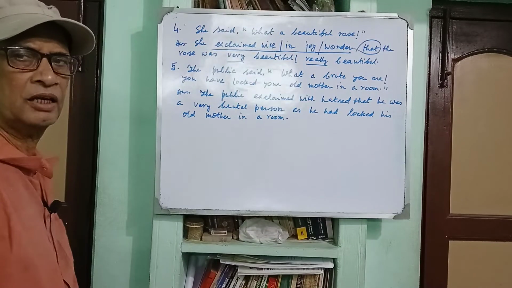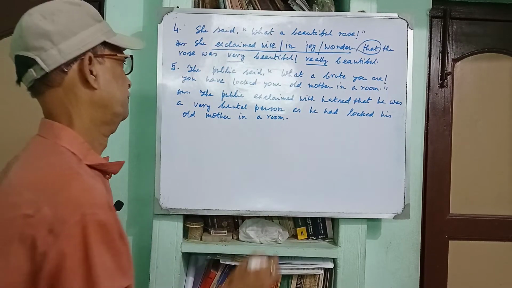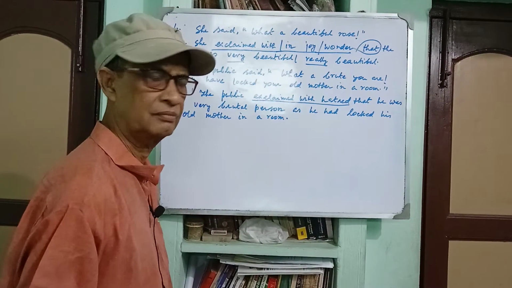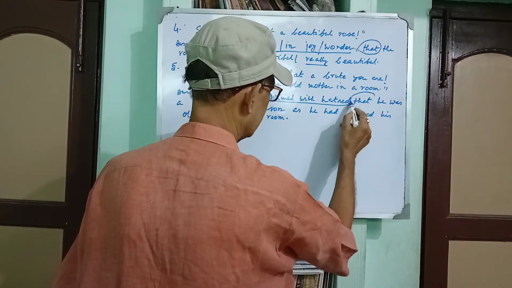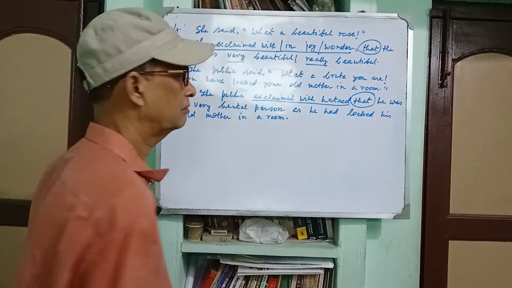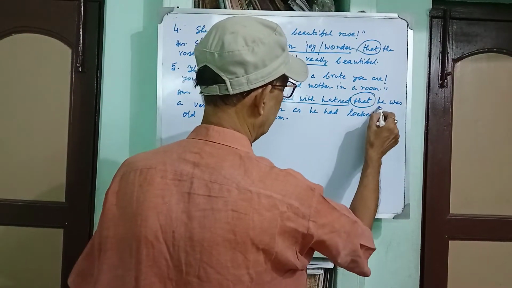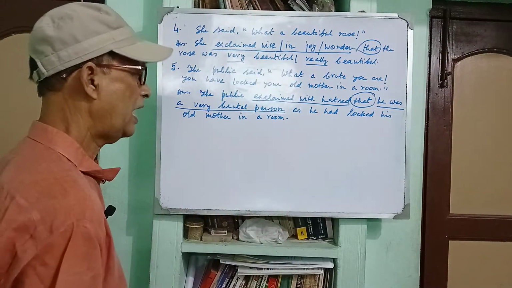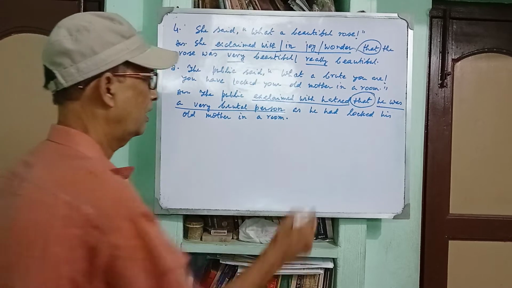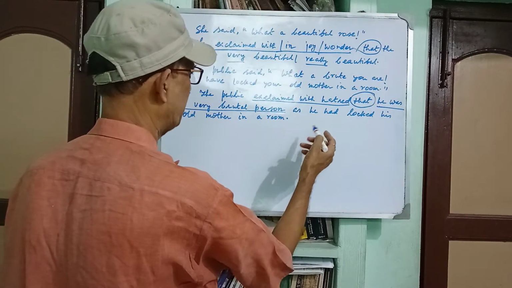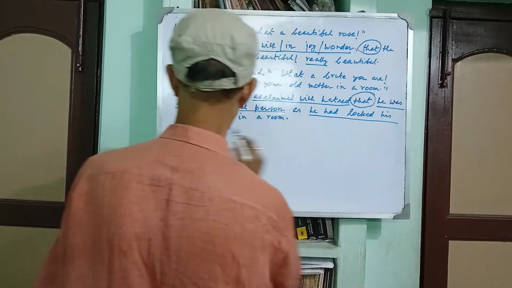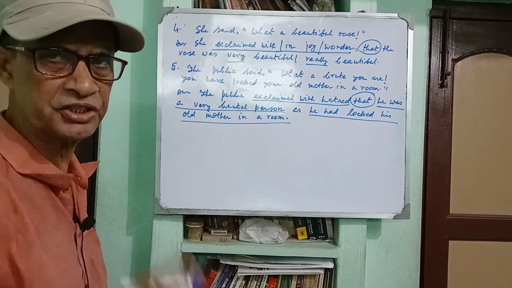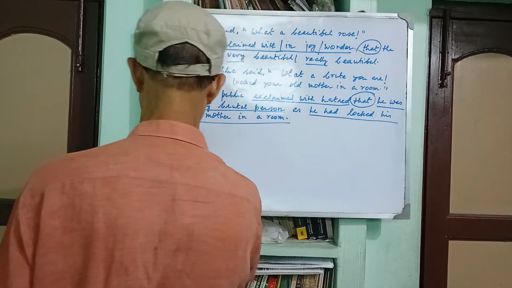Okay? Now let us study the sentence. "Exclaimed with hatred", that has been used as the conjunction. Here "you" stands for "he". He was a very brutal person, as he had, present perfect tense has been transformed into past perfect tense. He had locked his old mother in a room. Now let us come to the sixth example.